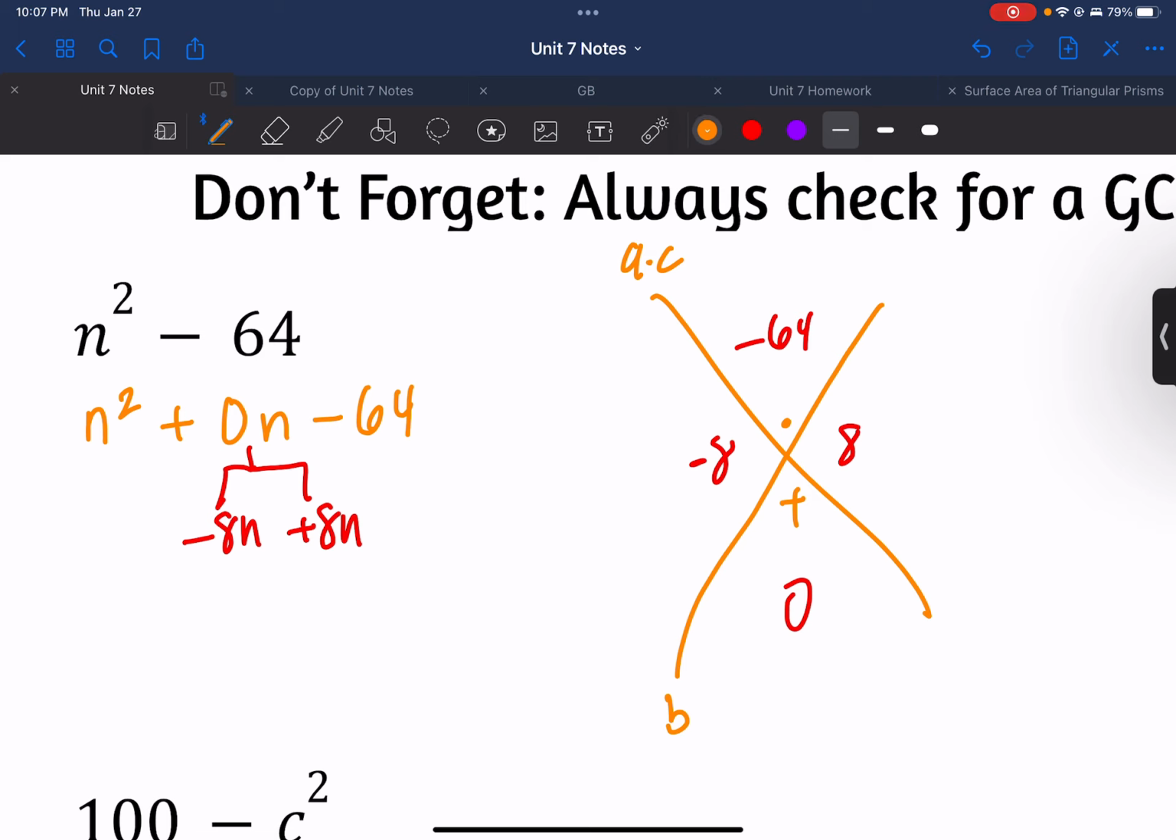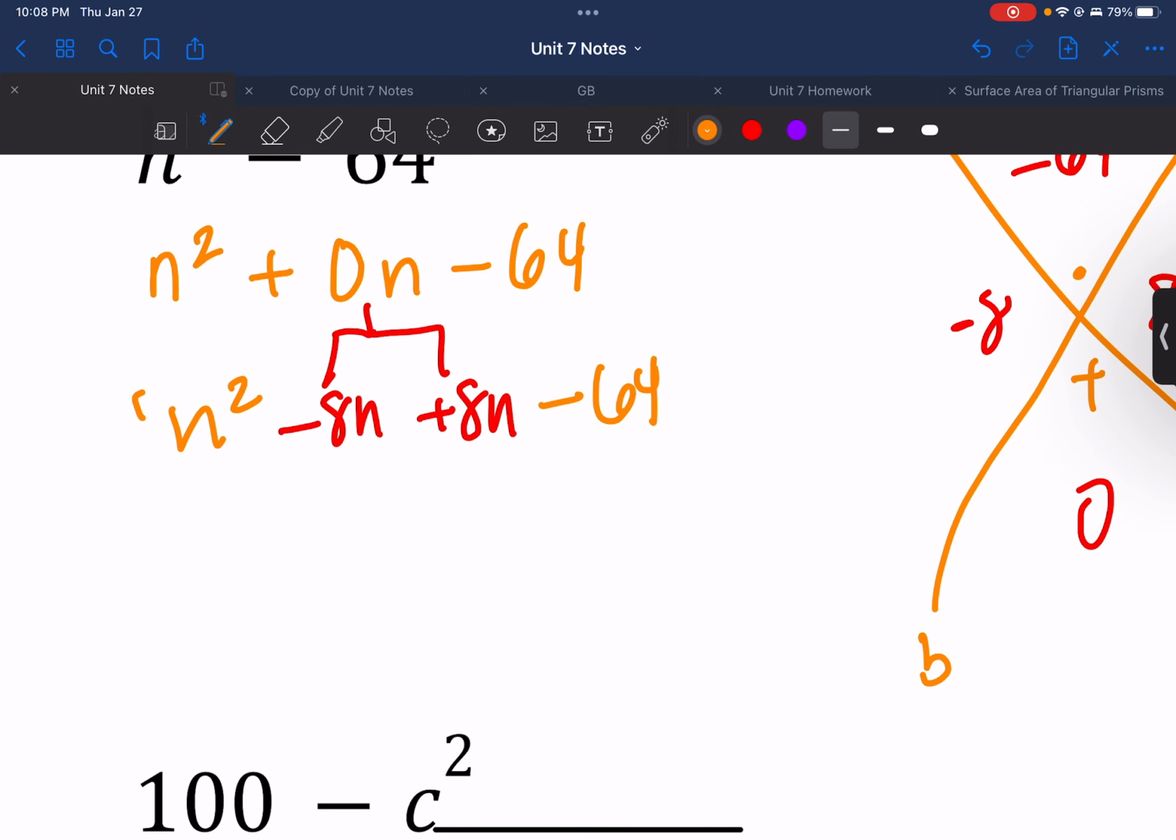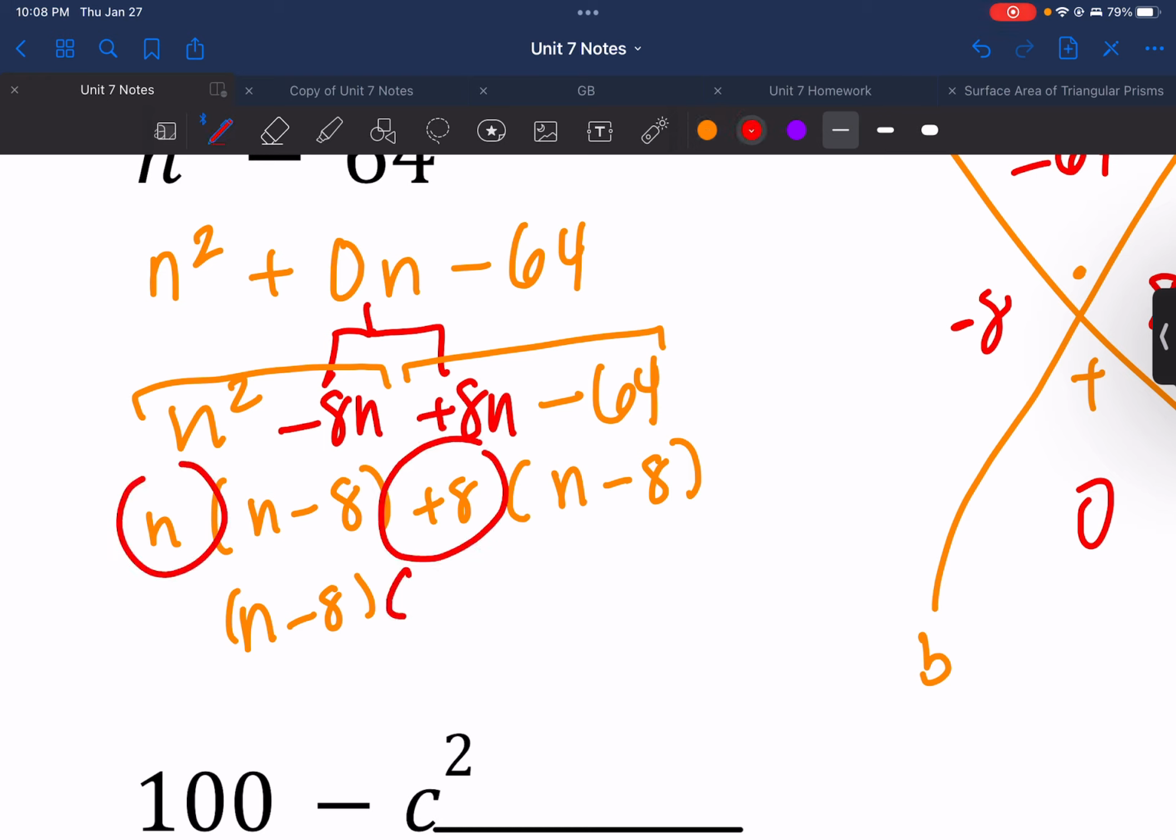Bring down what we have not used. I haven't used this 64, and I haven't used this n squared. All right, almost done. What do these two have in common? And these two. So n squared minus 8n, they have just an n in common. Bam, bam, 8. Here we go. What do these have in common? They have a +8. Take out the +8. So now you have n minus 8. All right, these become 1, n minus 8. And then these get their own parentheses, n plus 8.